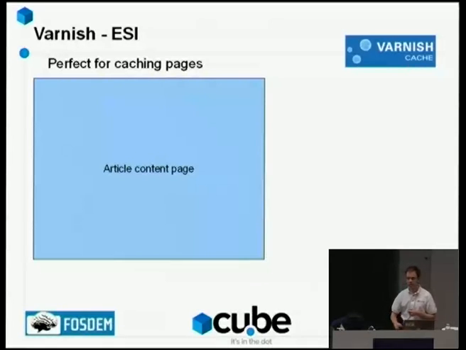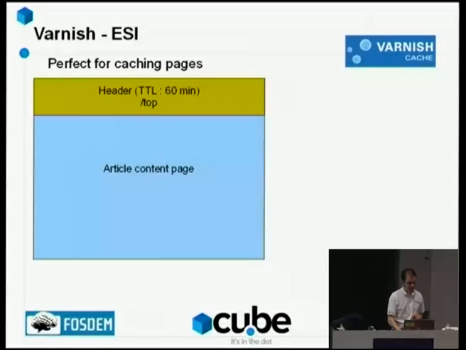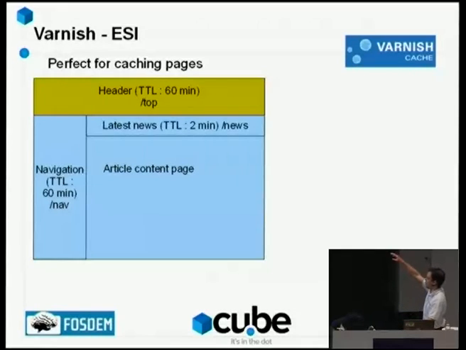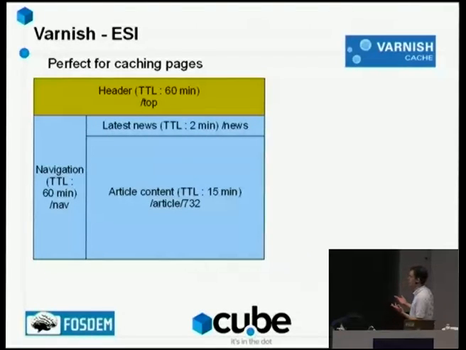Basically what it means is, suppose we have a big article content page. We probably have multiple blocks on that page. We have a header, we have navigation, we have the hottest, latest news, and then we have the actual content of our page. And we would like to store that in a cache, but we'd like to store the latest news for only 2 minutes because that needs to be updated a lot. Now, ESI allows you to do that.